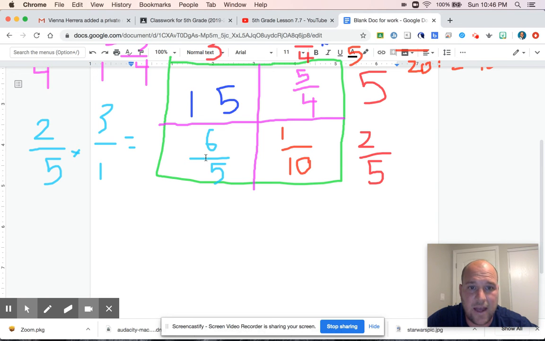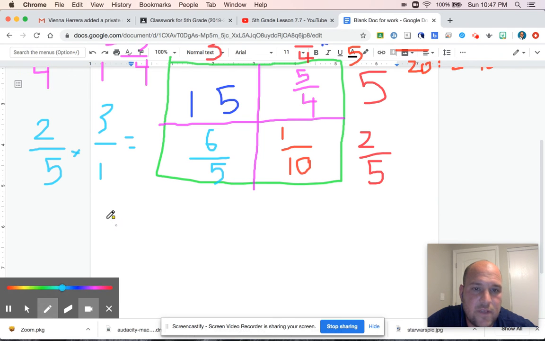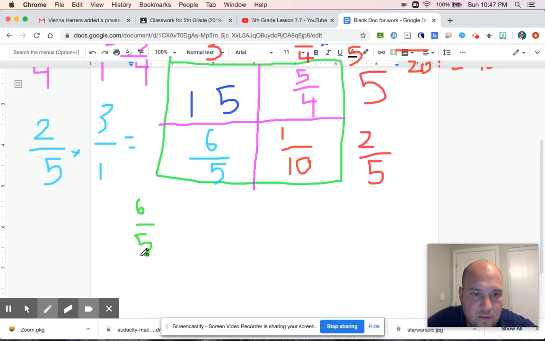For example, these all can go into 20, right? 5 times 4 is 20. 4 times 5 is 20. 10 times 2 is 20. So I know I can do that, but I'm just going to add these two together first. So I know I have 15 and a little bit more. I don't even have to worry about that right now. I'm just going to add 6/5 and 5/4.